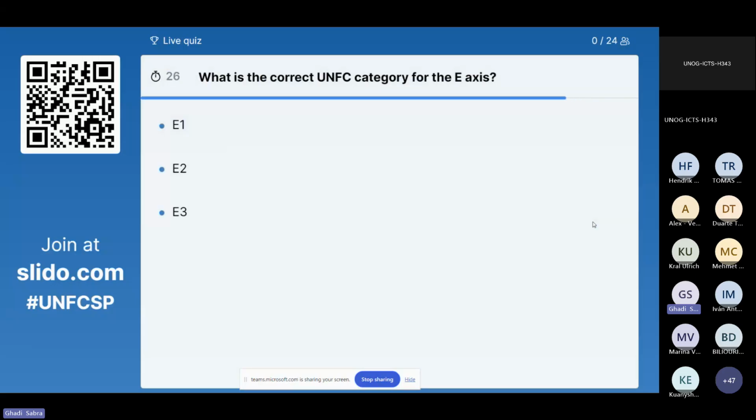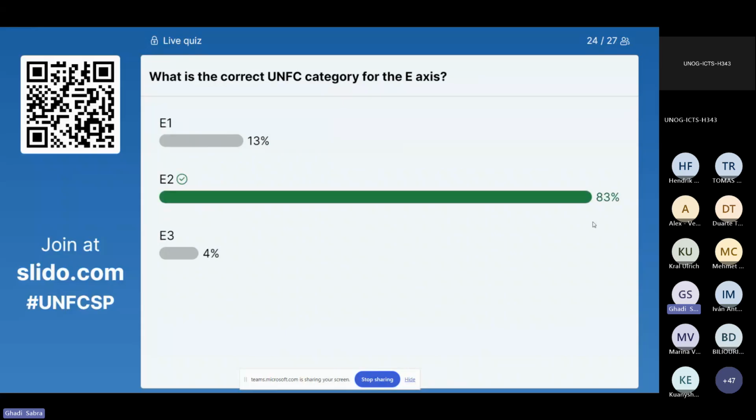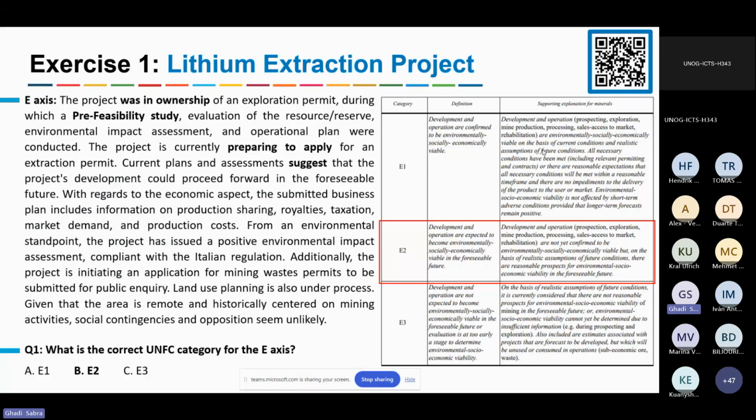What is the correct UNFC category for the E-axis of this lithium mining project? Is it E1, viable, E2, potentially viable, or E3, non-viable? Three, two, one. So the majority has answered E2, and that is correct. Great first question. So everyone already understands the E-axis.